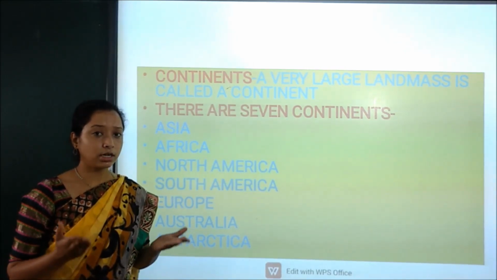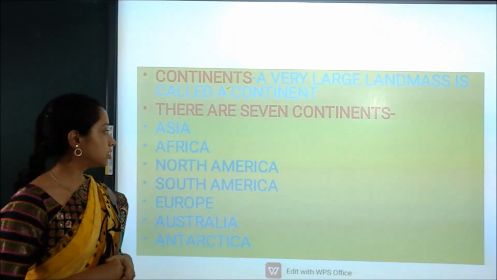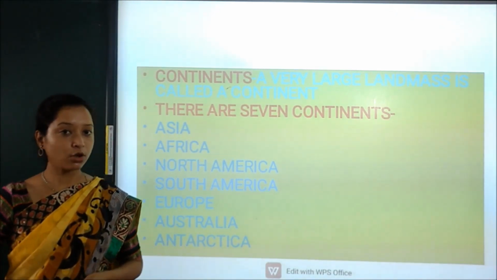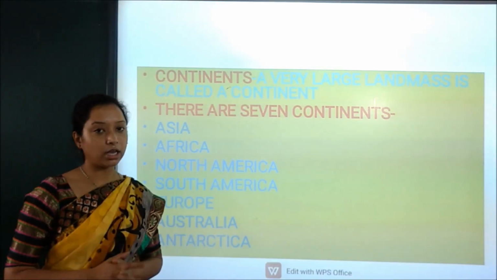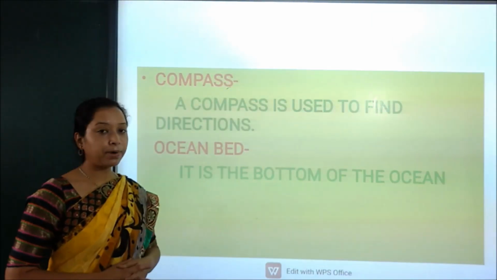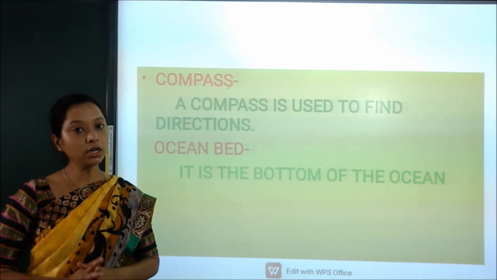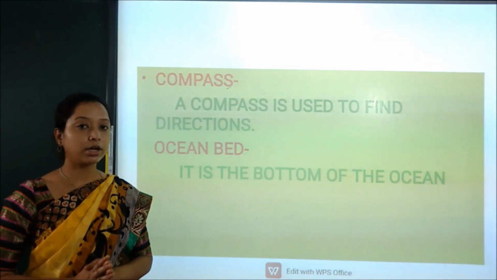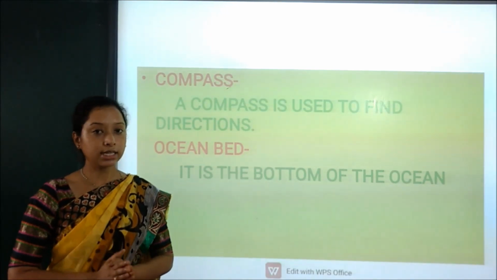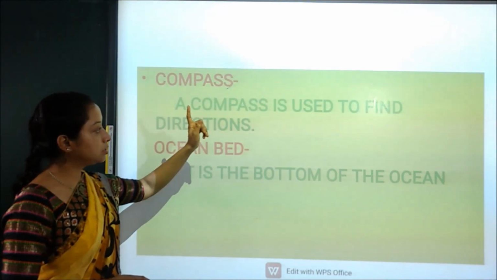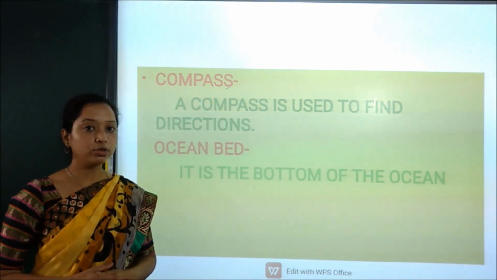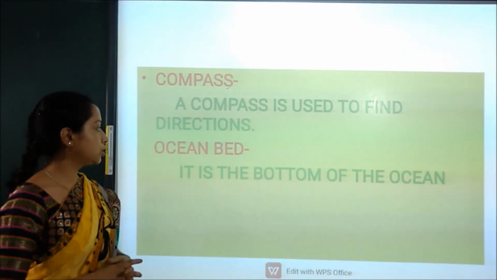Now, which is the largest continent? Asia. And which is the smallest continent? Australia. So this also we have studied. Needle of a compass always points towards the north, and compasses are used by sailors to find directions while they are sailing. A compass is used to find directions. So just now I have told you that compasses are used to find directions.